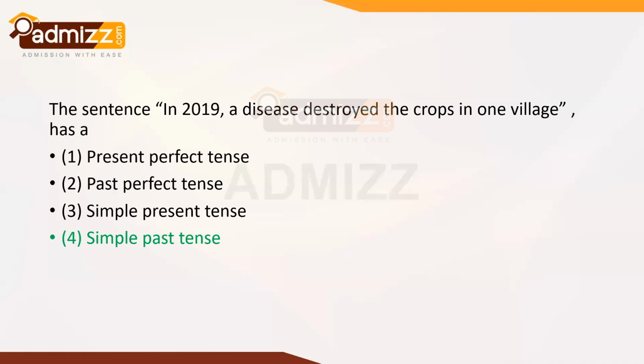But in this case, it's simply in 2019, a disease destroyed the crops in a village, right? Had it been in 2019, a disease had destroyed the crops in one village, then this would have been past perfect tense, right? But considering that it's only destroyed and there's no have form of the verb preceding that, it's simple past tense, right? Hopefully that makes things clear.